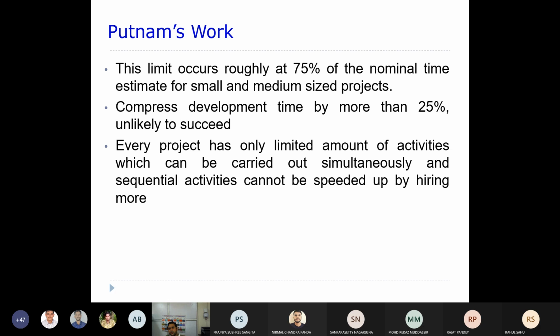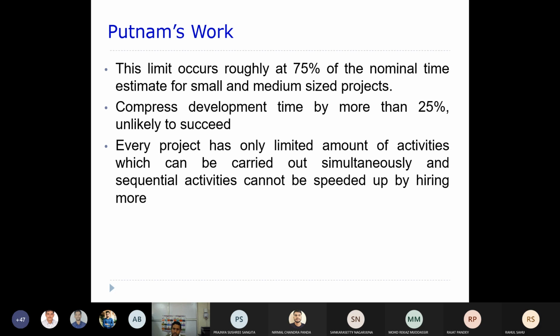Compressing the development time by more than 25% is unlikely to succeed. If you want to compress by more than 30%, you are trying to reduce that. As I said in my example, if you halve the development time, compressing by 50% means you are halving the duration. In that case, definitely you are not going to succeed, that means you are not going to deliver the product.